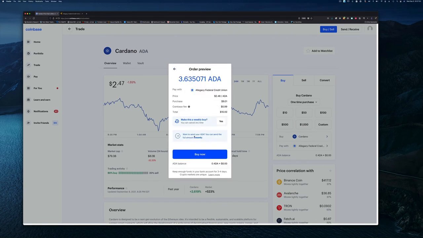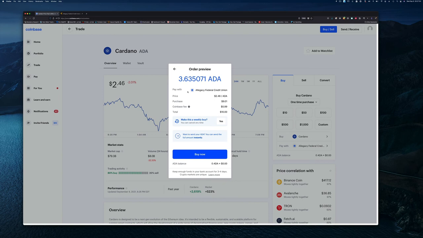$10. If you want to send your ADA when you buy it, you can send it all instantly, which means that as soon as you buy it, it's available to you to send. Some exchanges like Binance allow you to buy, but then you have to wait, I think 10 days or something, a few days before you can send it. It's not the only one that does that. Okay, so let's just say we wanted to buy.